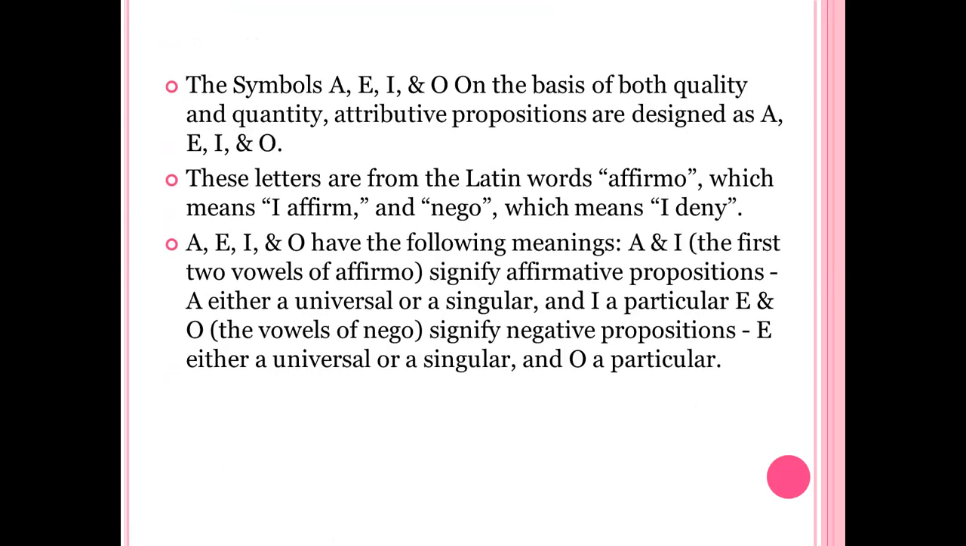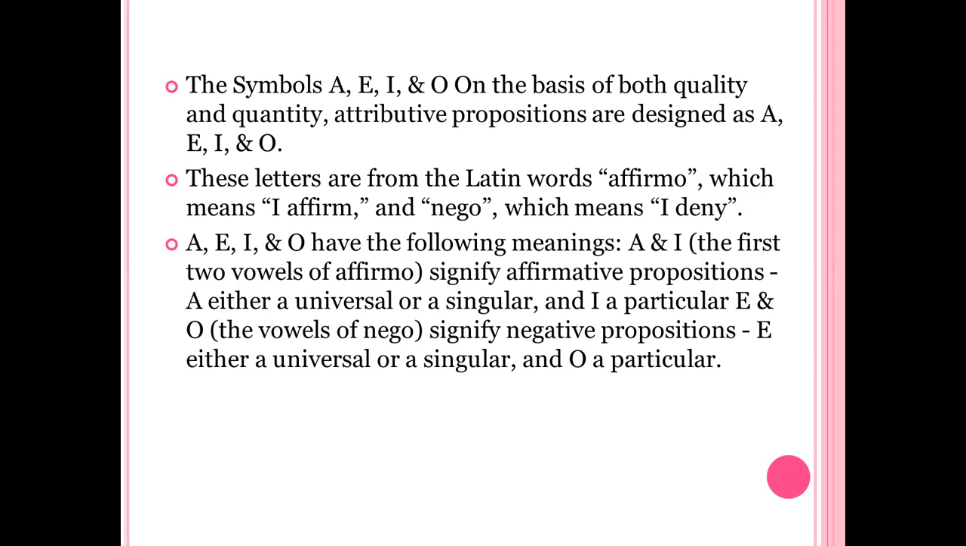So we have here the symbols A, E, I, and O on the basis of both quality and quantity. So attributive propositions are designated as A, E, I, and O. So these letters are from the Latin words affirmo. So what does affirmo mean? It means I affirm, and nego, which means I deny. So A, E, I, and O have the following meaning. So take note of this.